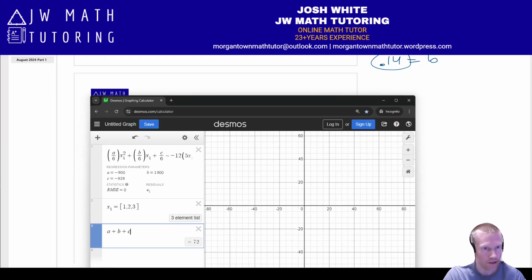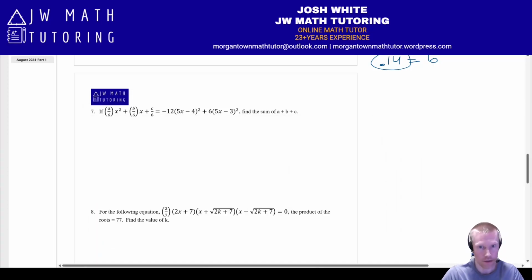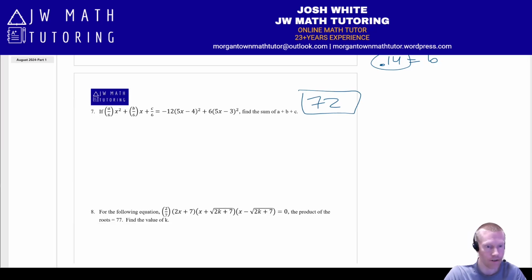Scroll down. What is it? 72. Okay, that is the correct answer to this, by the way. The correct answer is 72. So that's how you can do this problem entirely in Desmos.